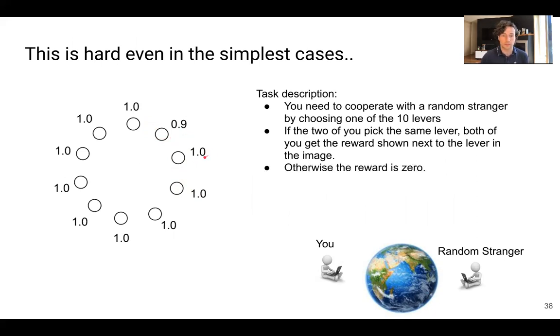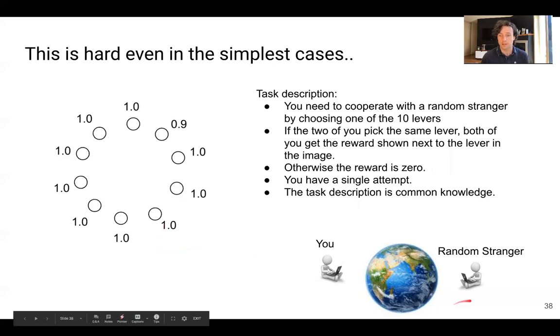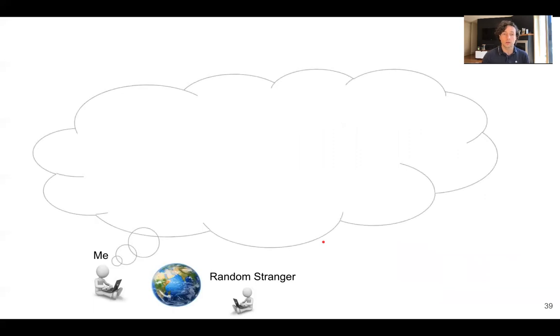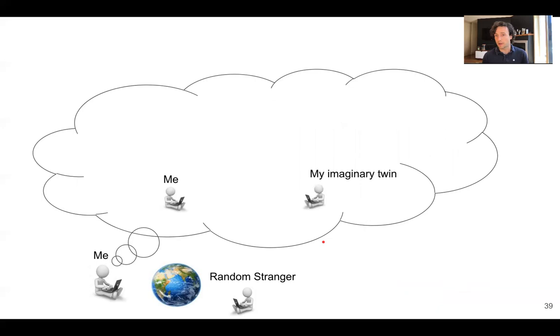So if you pick this lever and the stranger picks that lever, you get 0 points. You have a single attempt with a stranger. And the task description, so the goal, exactly what you're seeing here, is common knowledge. The stranger will be presented with exactly the same information. So this is you, this is the random stranger, looking at the same problem, and you pick a lever. Let's play through a few scenarios. What do you do? So first of all, what we could do is, we could model ourselves and imagine that we have an imaginary twin on the other side of the world who goes through the same kind of reasoning process.